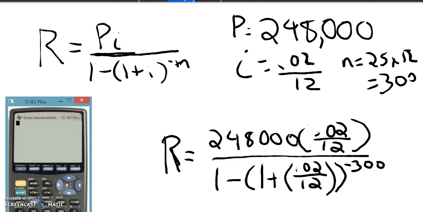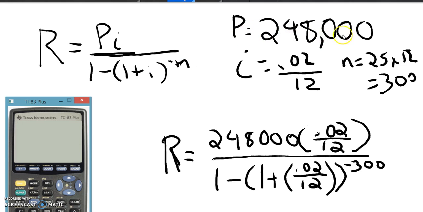Okay, so the first problem that you asked me about had a loan for $248,000 at 2% interest compounded monthly over 25 years. So we're going to use the formula right here. R is equal to P times I divided by 1 minus (1 plus I) raised to the negative n. This is straight out of the textbook.